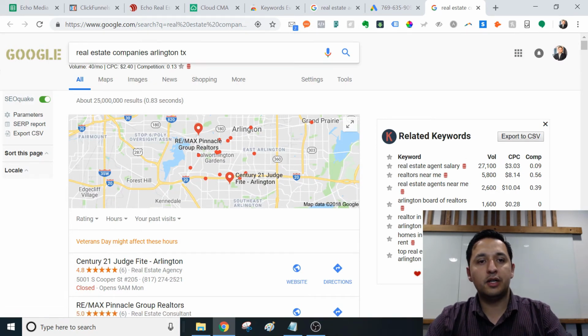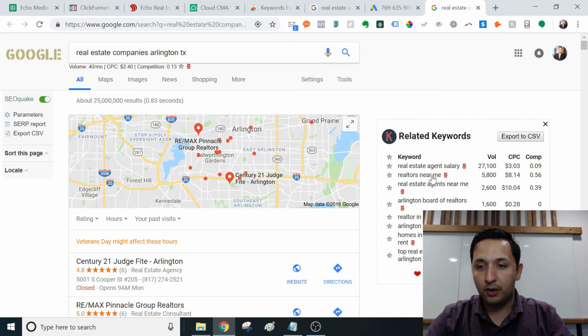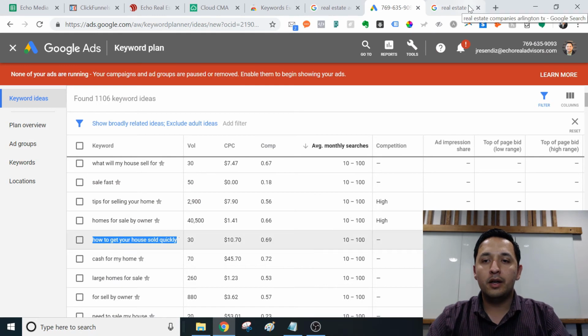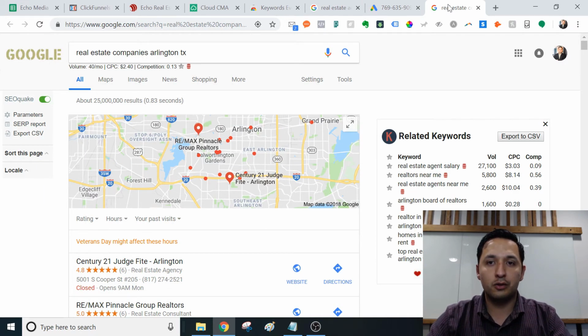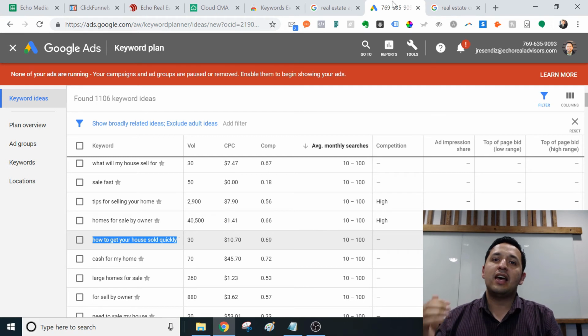All right. Now, you can type in different variations. So you saw that it went through Real Estate Companies, Arlington, Texas. Now, it showed the same one here, but homes in Arlington, Texas for rent, not something I'm interested in. Realtor in Arlington, Texas. I might be tempted to go after that if I don't get enough volume in my original search as we're searching through. But for the sake of time, this is what you're doing when you're setting up your plan. This is what you're doing to get enough keywords that have enough search volume and that are not as expensive as others. So these are your low-hanging fruit.